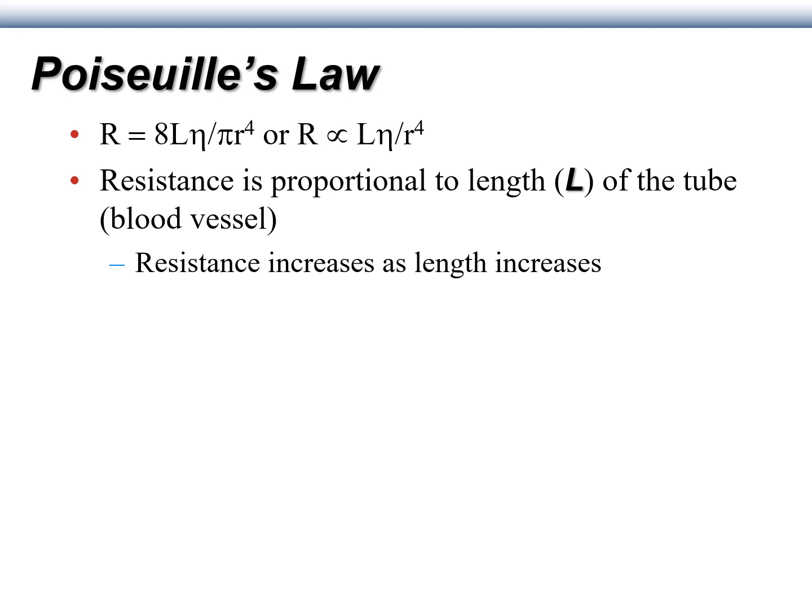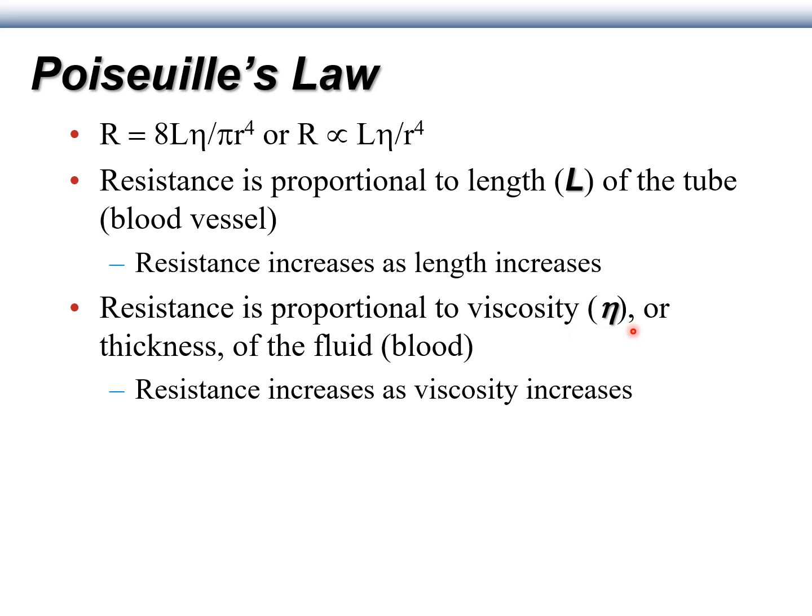Then you have this goofy looking one here. That's actually the Greek letter eta. That's viscosity. And viscosity really is not all too terribly important moment to moment. But if you have somebody who is dehydrated and already susceptible to vascular disease or already has profound vascular disease, it could be a factor. Viscosity, the thickness of the blood. And then again, it's a direct proportion. As you increase viscosity, you increase resistance.